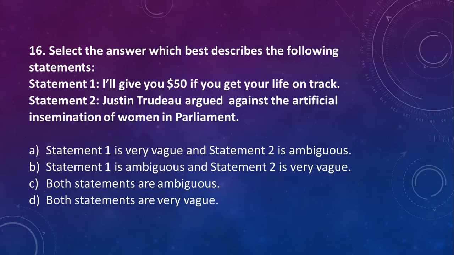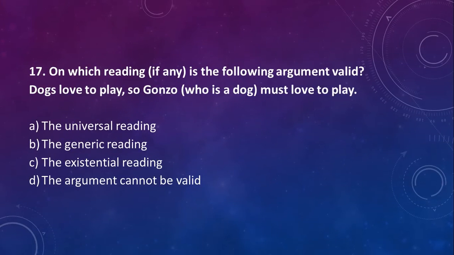Great. So the answer was statement 1 is vague, because what does it even mean to get your life on track? I tried to make the vagueness of this clear: a very concrete and specific reward for an extremely unclear task. If it's "I'll think better of you if you get your life on track," that's a vague reward for a vague task, but this is something very specific and concrete associated with an extremely vague thing.